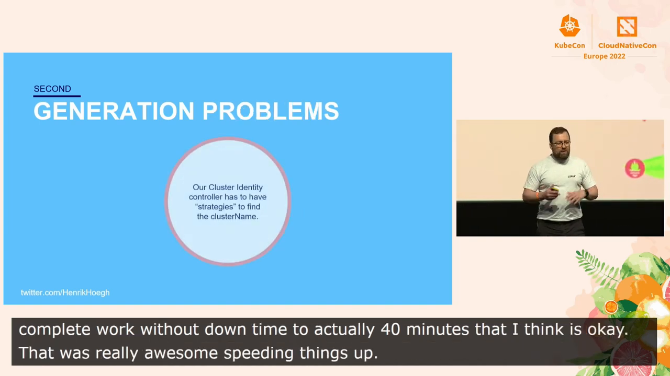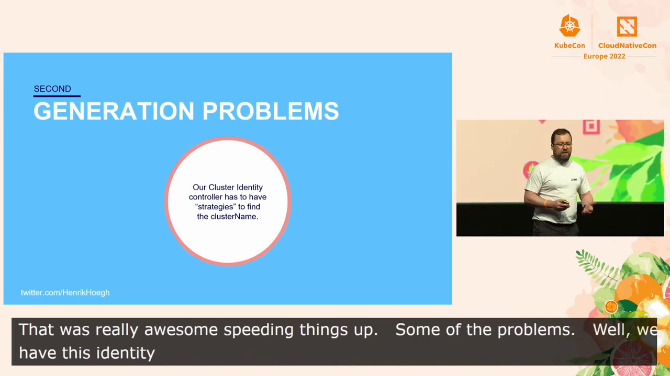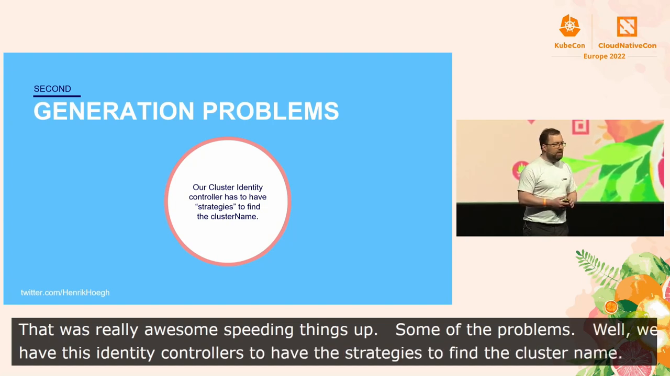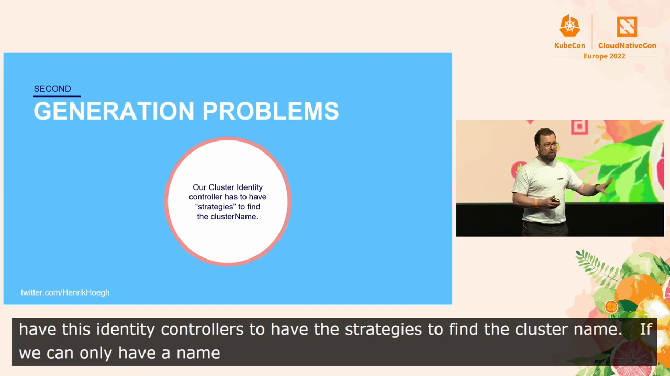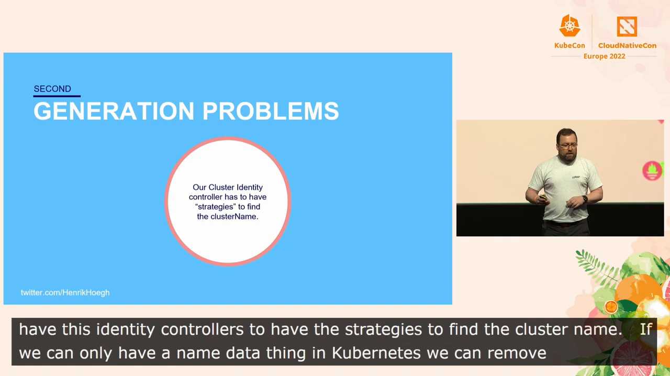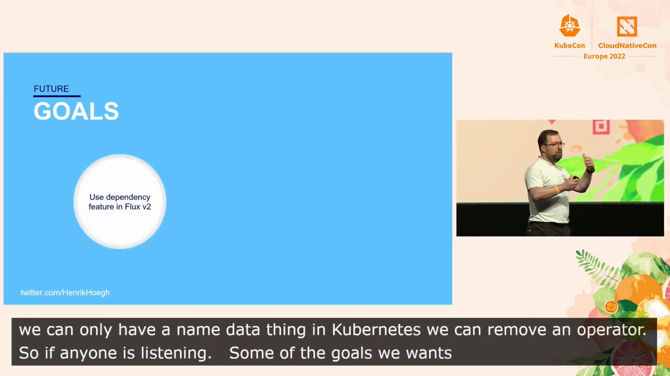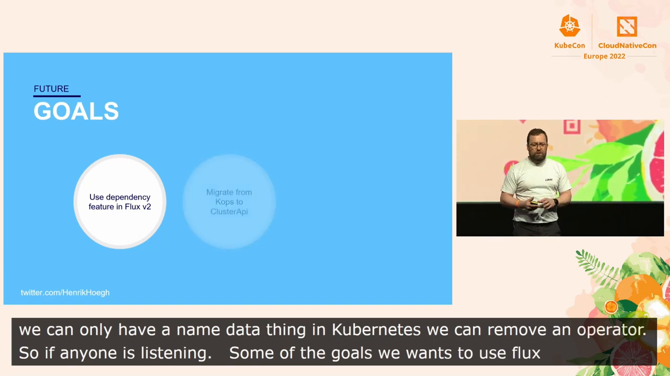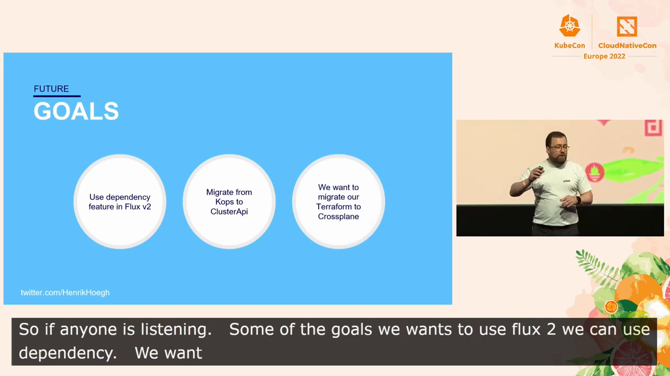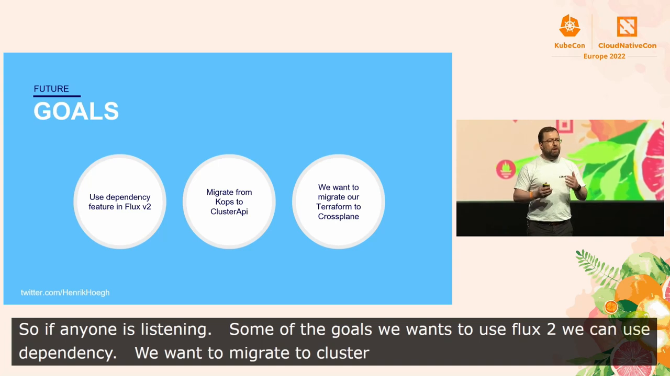Some of the problems: we have this identity controller that needs to have these strategies to find the cluster name. If we could only have a name metadata thing in Kubernetes, we could remove an operator. So if anyone is listening. Some of the goals: we want to use Flux v2. We can use dependencies and remove more complexity from our scripts. We want to migrate to Cluster API. We want to migrate from Terraform to Crossplane, just to make everything a closed loop.